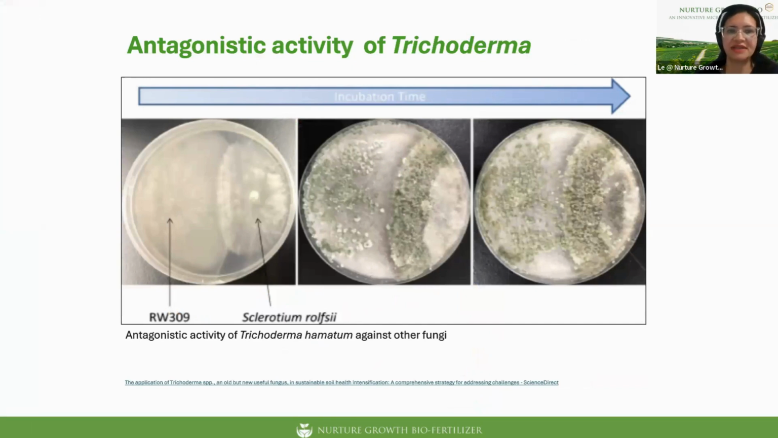This is a slide showing the antagonistic activity of Trichoderma under laboratory conditions. It shows the antagonistic activity of Trichoderma harzianum against another fungus. This is the strain of Trichoderma, and the other one is Sclerotium rolfsii. They inoculated both in a Petri plate, and as the incubation time goes on, you can see that Trichoderma suppresses the growth of this pathogen. That means it is a fast-growing fungus, and it suppresses the growth of the pathogen. Similar work is done in field conditions as well as in the lab. We can see here in the last slide that Trichoderma completely suppresses the growth of the pathogen.